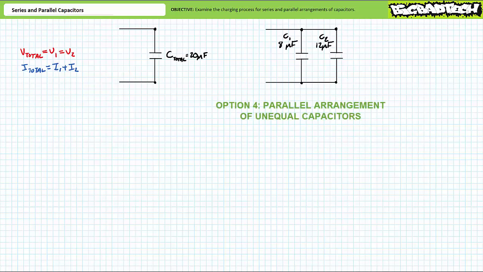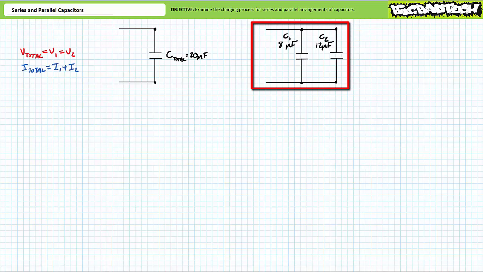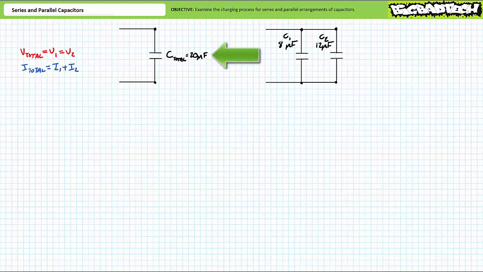Option 4. A parallel arrangement of unequal capacitors. Consider a parallel arrangement of an 8 microfarad and a 12 microfarad capacitor. This relationship yields a total capacitance of 20 microfarads. Despite the unequal capacitance values, all parallel properties remain true.